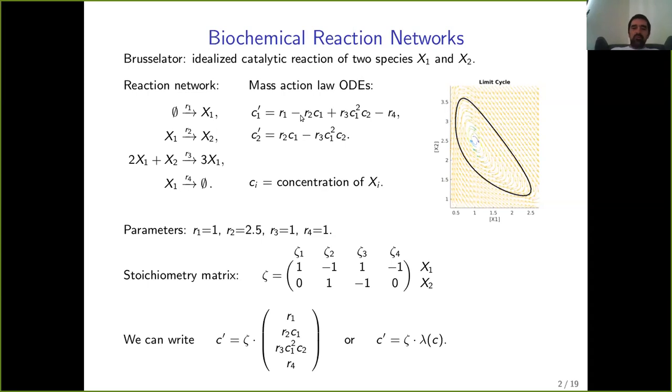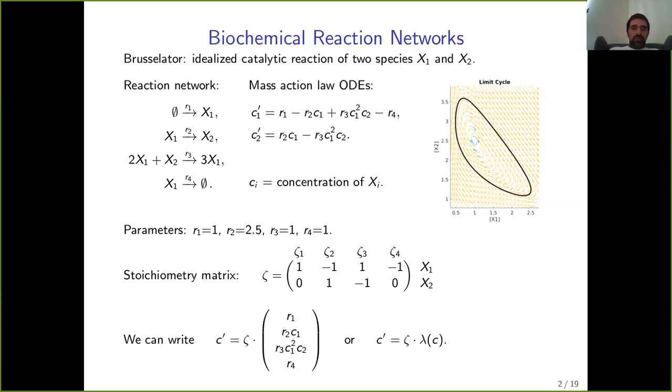And then if you want to model the dynamics of this network, the most classical model is ordinary differential equations for the concentration of each species. The variable is a real number, a concentration, and we have this system of nonlinear ODEs.